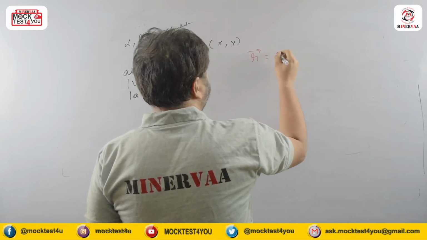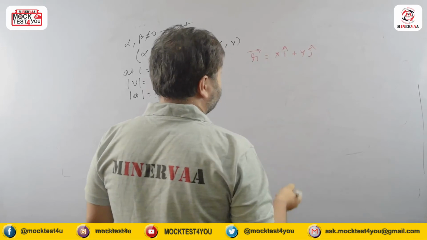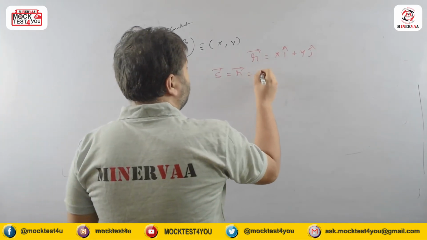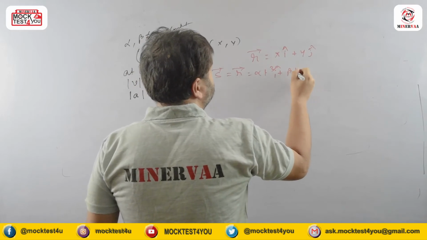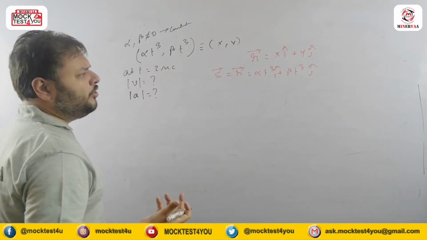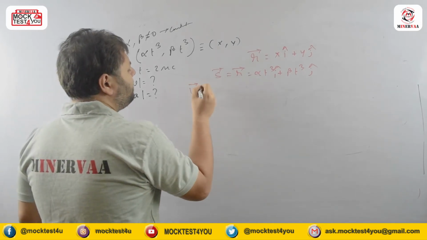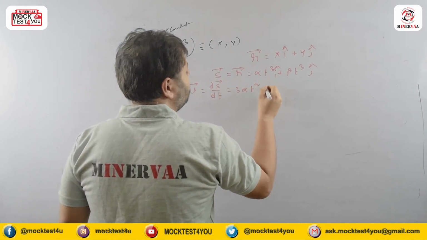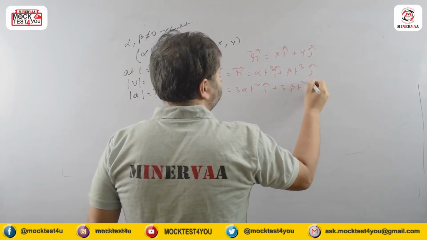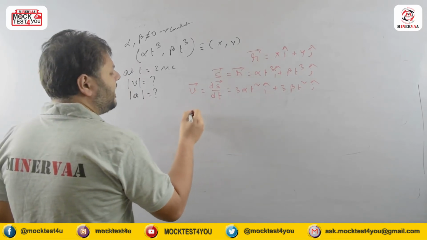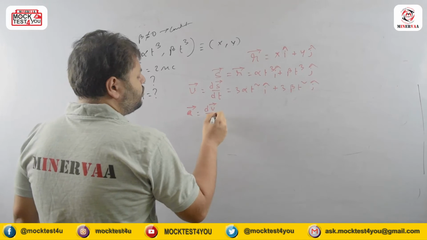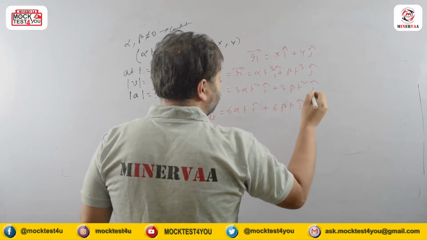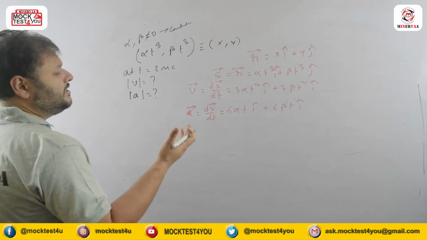The position vector r, as we know, is x i cap plus y j cap, and here the position vector or the displacement vector with respect to origin has to be alpha t cube i cap plus beta t cube j cap. If I differentiate this with respect to time, I will get the velocity, which is 3 alpha t square i cap plus 3 beta t square j cap. So this will be the velocity, and the acceleration is simply dv/dt, which will be 6 alpha t i cap plus 6 beta t j cap.